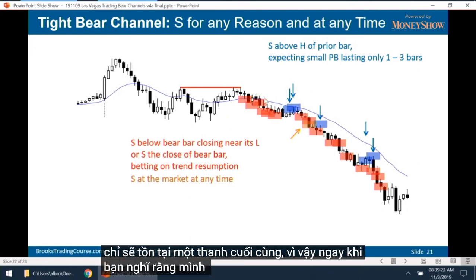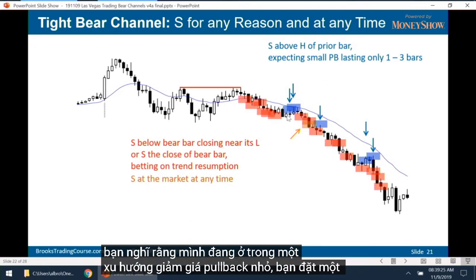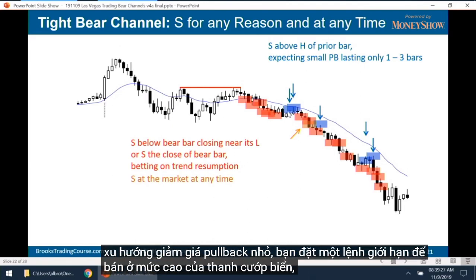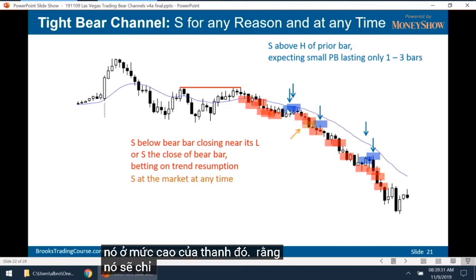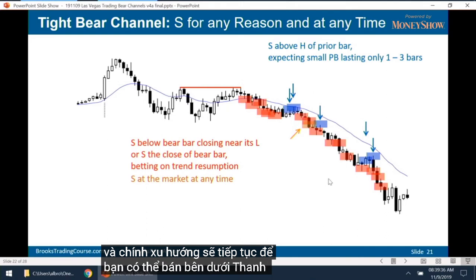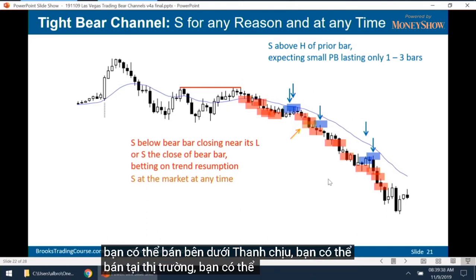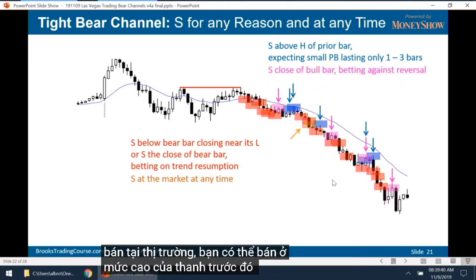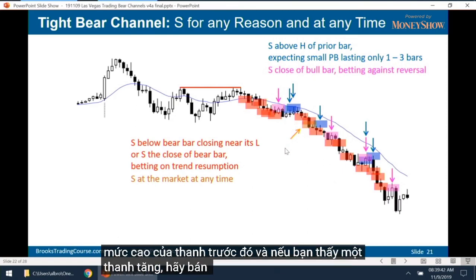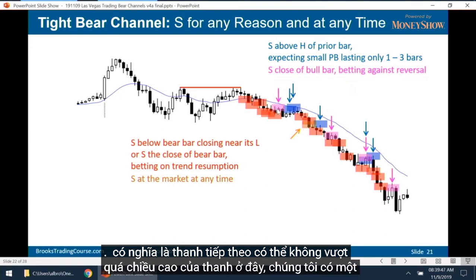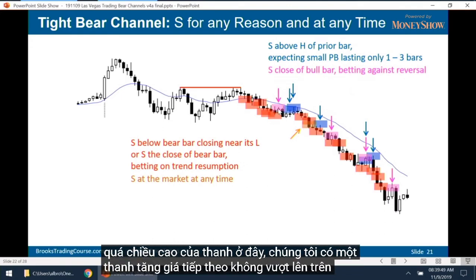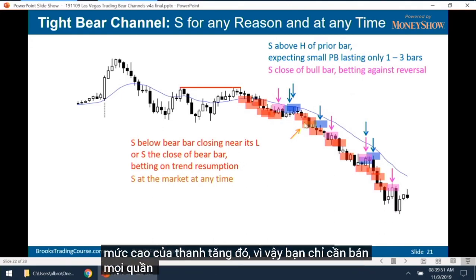So as soon as you think you're in a small pullback bear trend, you place a limit order to sell at the high of the prior bar. Another bar, place a limit order to sell at the high of that bar, betting that it's only going to go up a bar or two and the bear trend is going to resume. So you can sell below bear bars. You can sell at the market. You can sell at the high of the prior bar. And if you see a bull bar, sell the close of the bull bar. The next bar might not go above the high of the bar. Here we have a bull bar. Next bar did not go above the high of that bull bar. So you just sell at every bull close. These are all ways to get short.